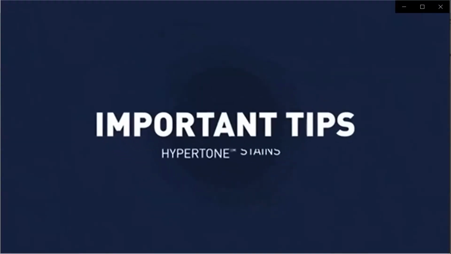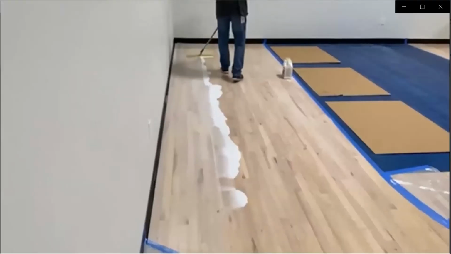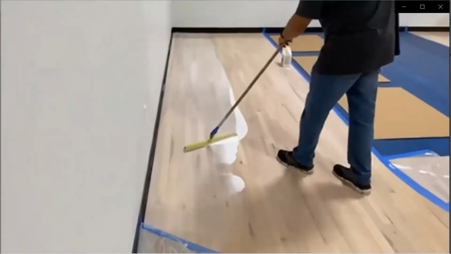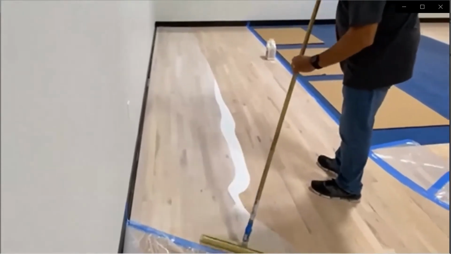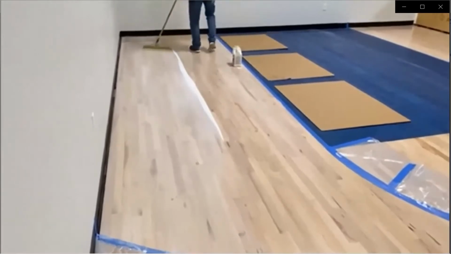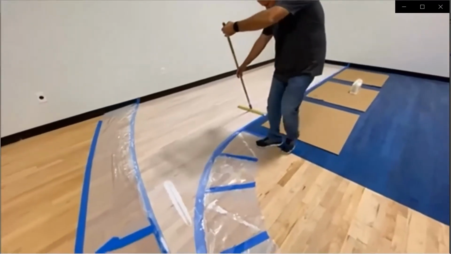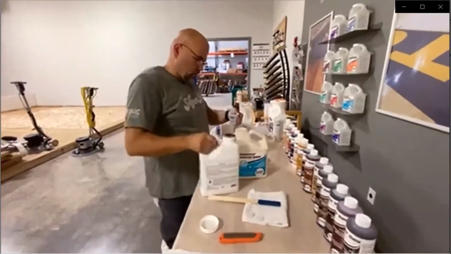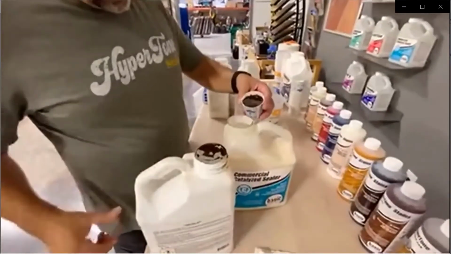Important tips. Application of tinted finishes can be challenging. Therefore, prior to attempting on a real job site, it's strongly recommended you work on a test floor to become familiar with your application method. This will help ensure product satisfaction and prevent potential job site issues. Always use new applicators. The ratio of stain to finish is highly dependent on the desired color and look.